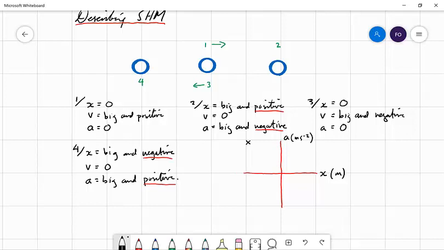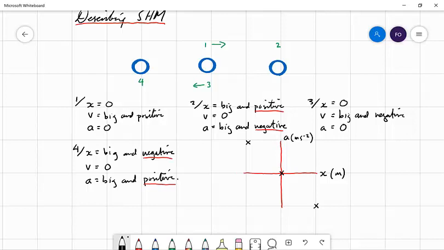When x is 0, so at position 1 and position 3, we can see that when x is 0, a is also 0. When x is 0, a is also 0. So we can see that at this position, they're both 0. And at this position, x is big and positive, which was position 2 here, and a was big and negative. So our final point goes there.